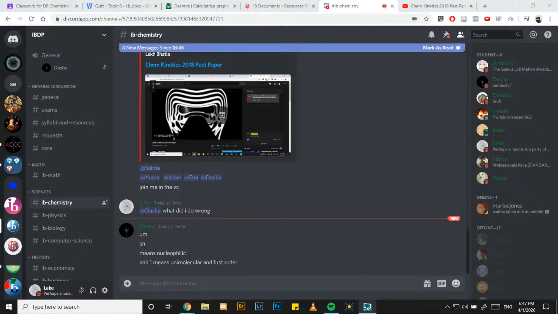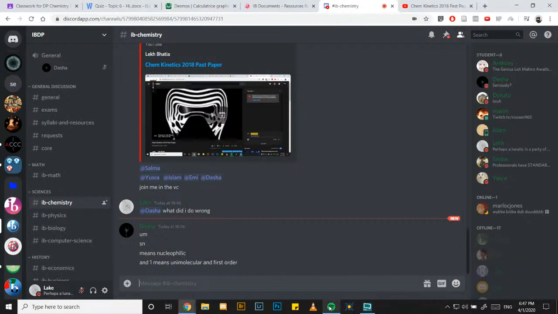Unimolecular, first order, 1 second. SN1 mechanism. Okay, it doesn't matter. Like that reaction is not important at all. We're not going to get tested on that.